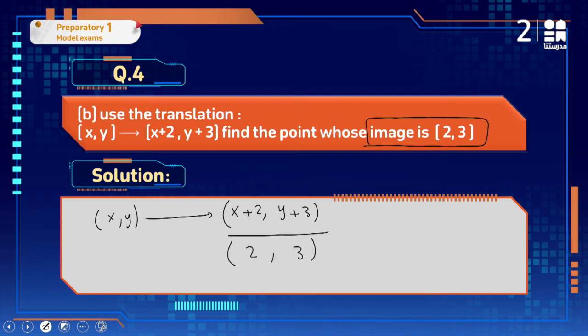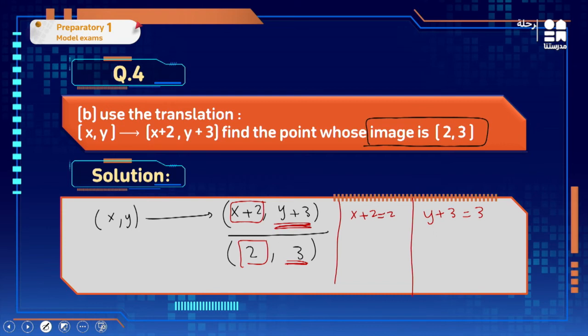What are the two equations? First, for the x-coordinate, we write x plus 2 equals 2, and the second equation for the y-coordinate is y plus 3 equals 3. And as you can see, it's very easy to do it mentally. It is 0 and 0.